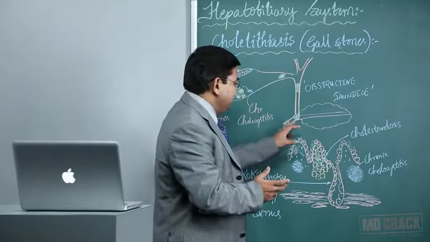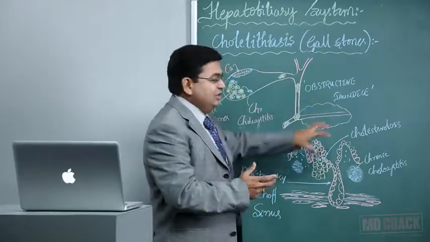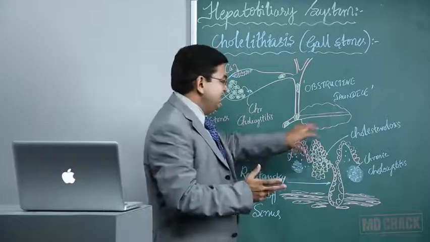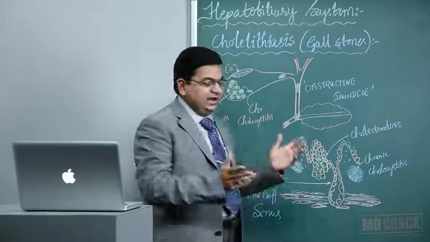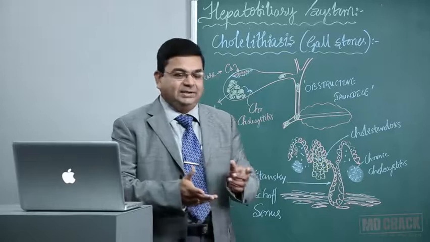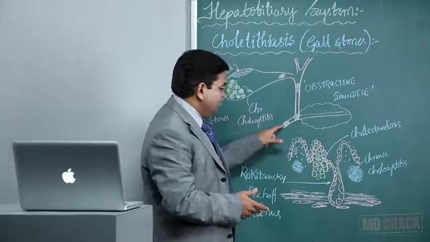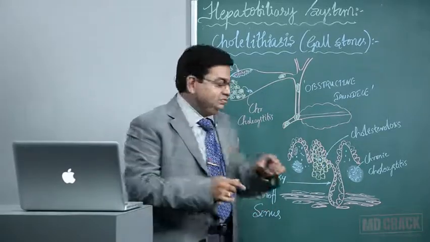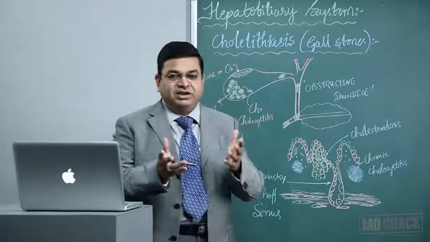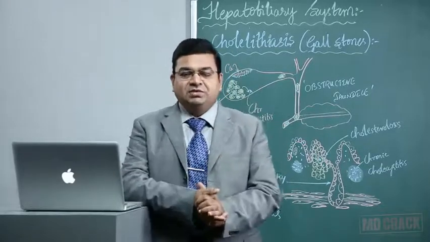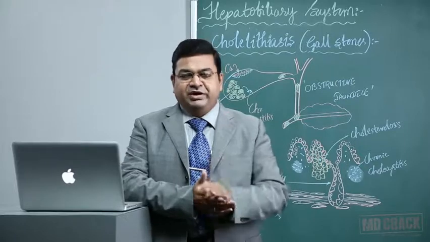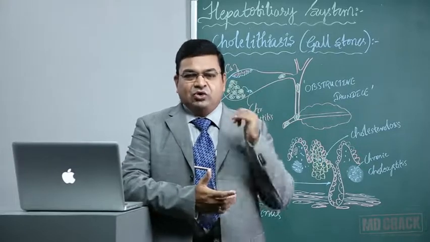Sometimes a post-hepatic cause can be due to pancreatic tumors of the head of the pancreas, or rarely duodenal adenocarcinomas at the ampulla of Vater, where the ducts open into the second part of the duodenum. That can also cause obstructive jaundice. So the most important and very, very common disease is cholelithiasis.